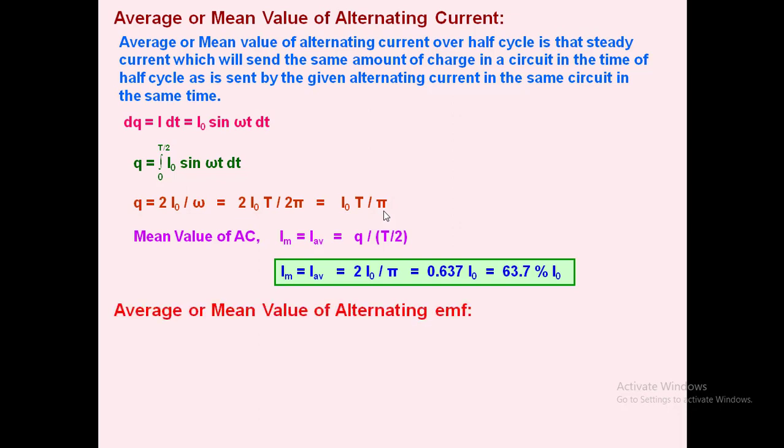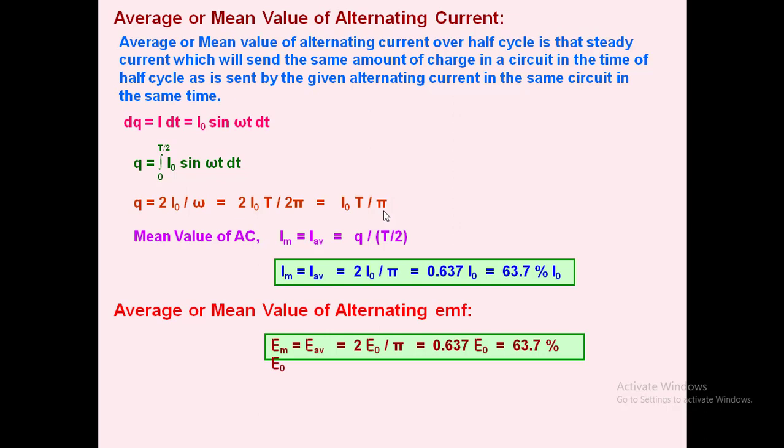In the same way, we can also calculate the average or mean value of alternating EMF. And you are going to have the same expression: E mean, that is E average, is equal to 2 E0 by pi, which is nothing but 0.637 E0.